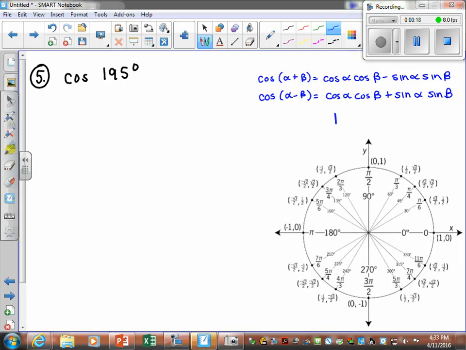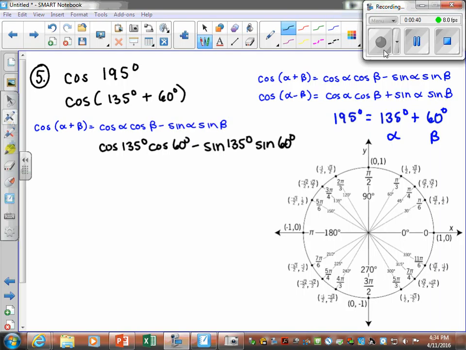So let's try 195. If I take 135 degrees, plus I add 60 degrees to that, that would give me 195. So let's rewrite this with an alpha and a beta, and we're going to do our sum formula. So write this first one down and go ahead and fill it in and evaluate that. Okay, so rewriting, this is my alpha, this is my beta, plugging it into the formula.